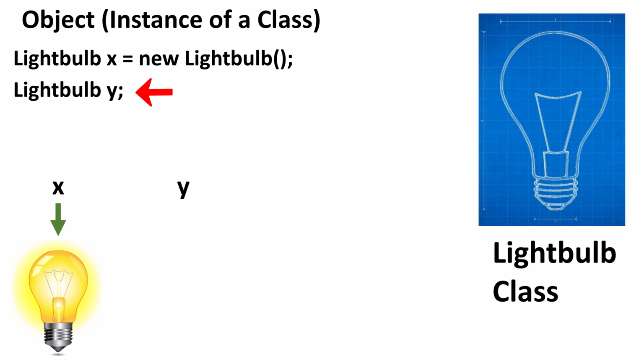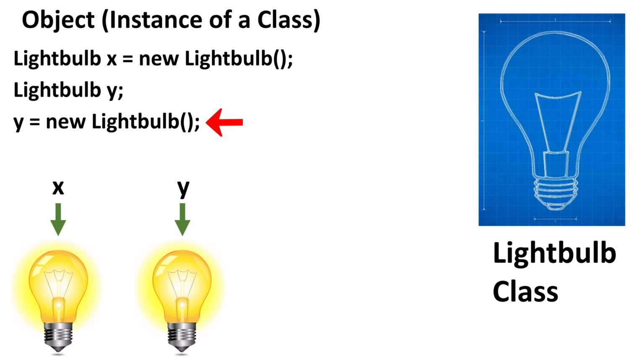Now, let's look at another way to declare and initialize a LightBulb object. On this line, we create a LightBulb variable y. On the next line, we create the LightBulb object and tell y to point at that object. We're doing the same thing, but in the second example, we split up the steps. We can't access an object directly, so we need a variable to allow us to identify the object. It's like how people need names so we can identify them.